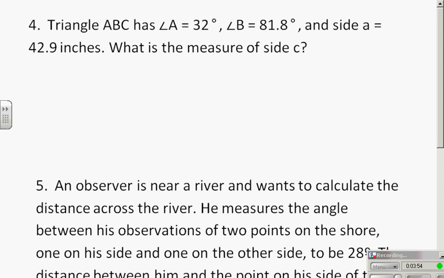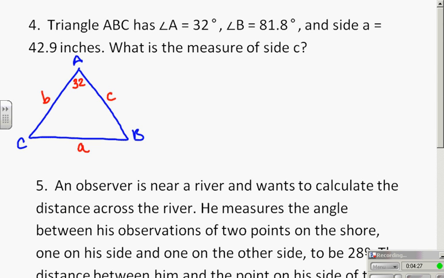Last few examples. Triangle ABC has angle A being 32 degrees, angle B being 81.8, and side a equaling 42.9. What's the measure of side c? First thing you have to do is draw a picture. And initially, you might not think you have enough information to draw your picture. But remember, sides are named lowercase opposite their angles. So side a is opposite big A, and side c is opposite big C.